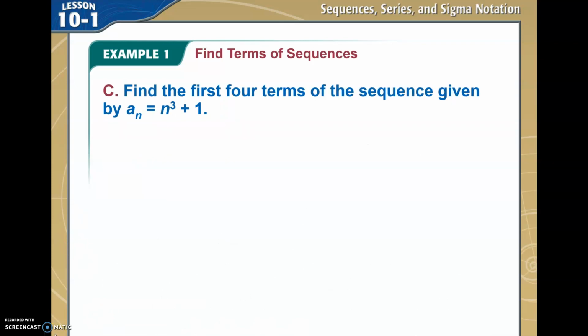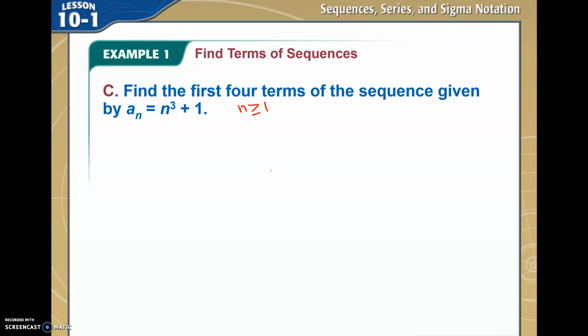Here it is, the recursive formula. Okay, now find the first 4 terms of the sequence given by a_n equals n cubed plus 1. Now what are you going to do? First 4 terms. Now what you do is you will just present that n is greater than or equal to 1.